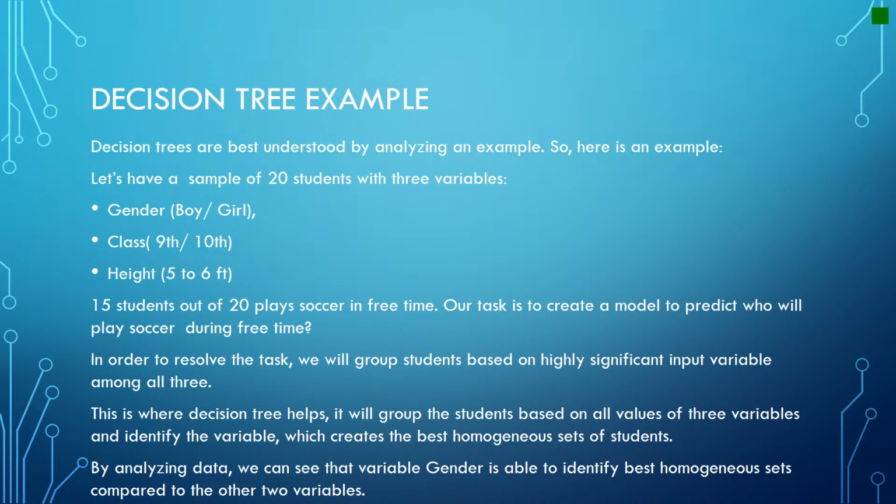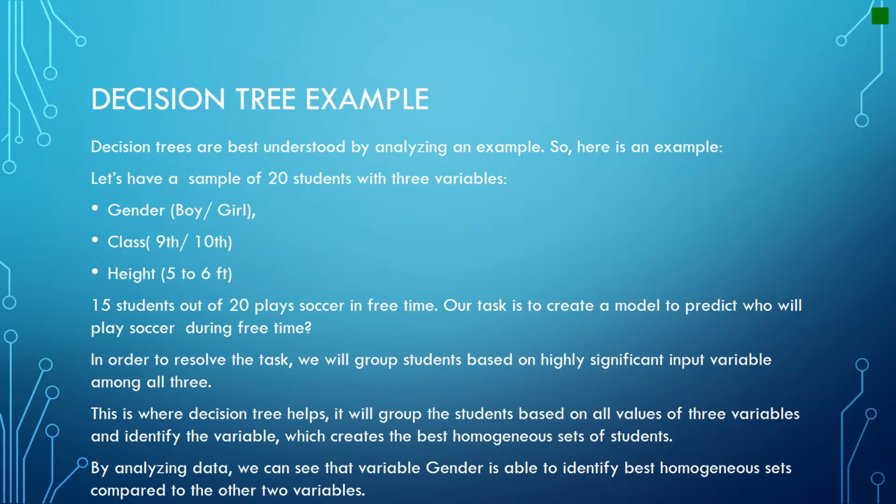Decision trees are best understood by analyzing an example. So let's look at a sample of 20 students with 3 different variables. First, gender, boy or girl. They're in a class, either 9th grade or 10th grade, and their height is either 5 foot or 6 foot. 15 students out of 20 play soccer in their free time. So our task is to create a model to predict what kind of student will play soccer during their free time. In order to solve such a task, we will group students based on highly significant input variables among all 3. So this is where the decision tree helps.